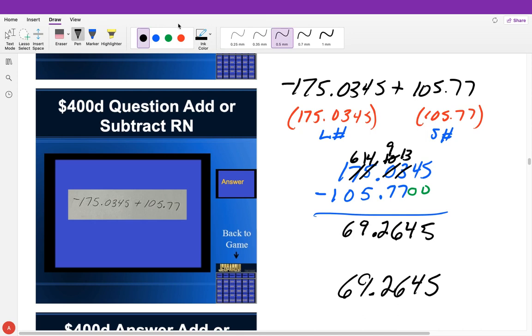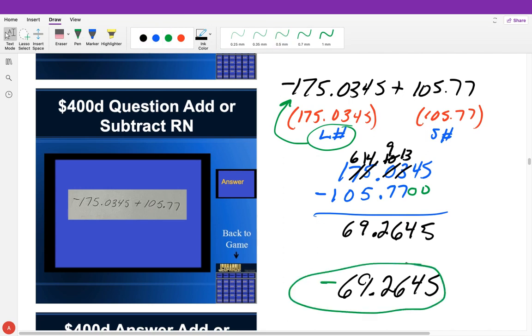69.2645. And to figure out our sign, we have to go back to our larger number and see what its sign was. Since it was negative, our final answer needs to be negative. All right, let's go ahead and move on to the next question.